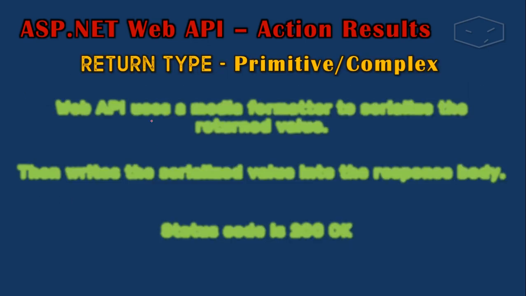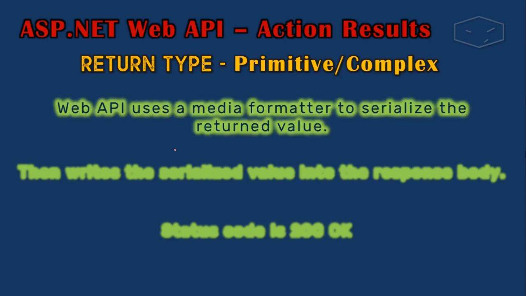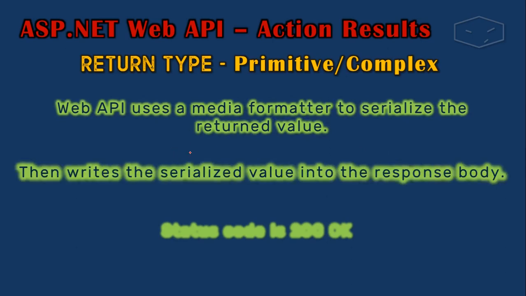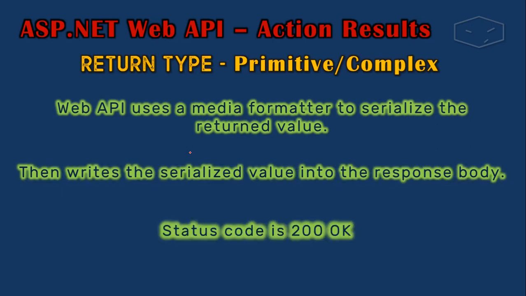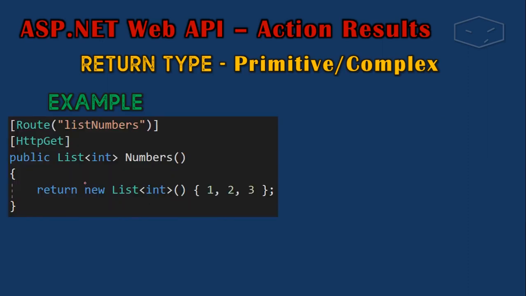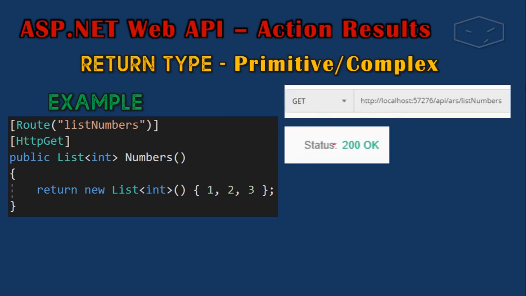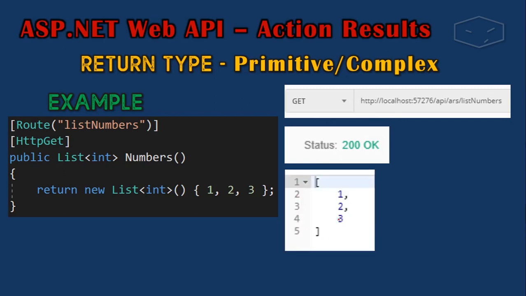The next type is the return type primitive or complex types, and Web API uses media type formatters to serialize the return value. The serialized value then is inserted into the response body, and it will return a status code of 200. An example can be something like this. We have an action method called numbers that returns a list of integers. We do our request, we get a 200 OK status code, and we get something like this. This is the serialized value of the list.